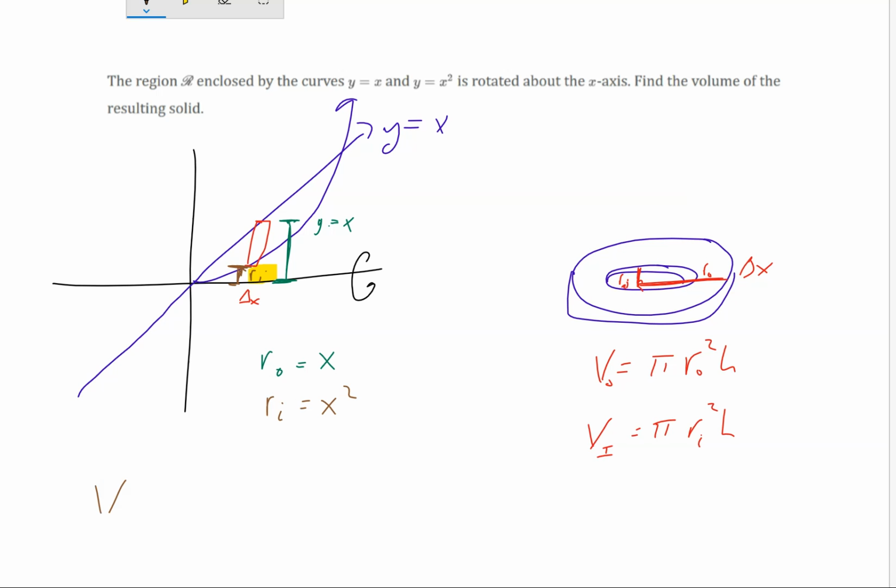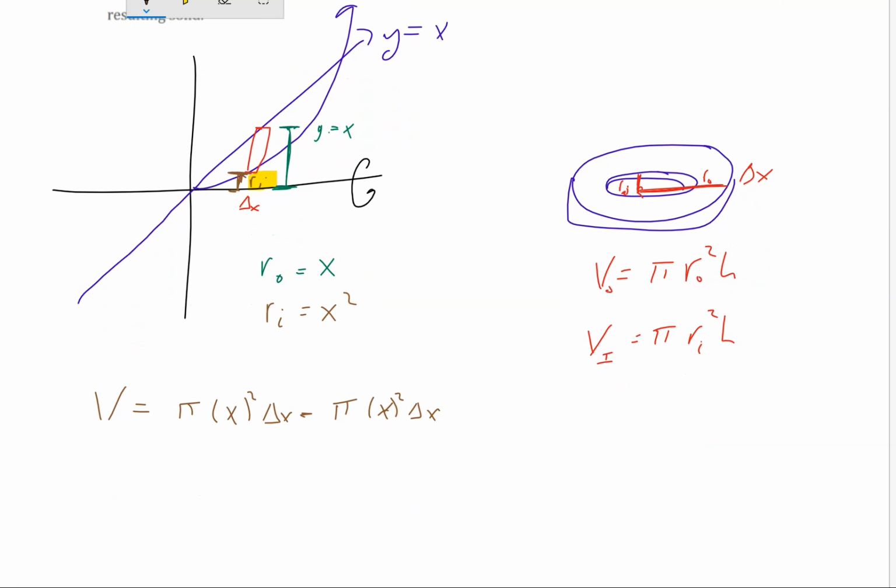So the volume for that little rectangle, when I spin it, is going to be pi times the outer radius squared times the height. And then we have to subtract the inside piece of it off, which is pi times the inner radius squared times the height. It's supposed to be a delta x. So that gives me my formula I need to integrate. We're starting over here at 0, and then we're ending way over here wherever they intersect. So I need to find that intersection point.